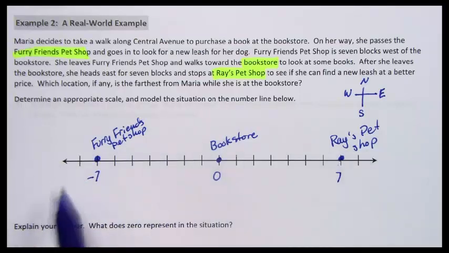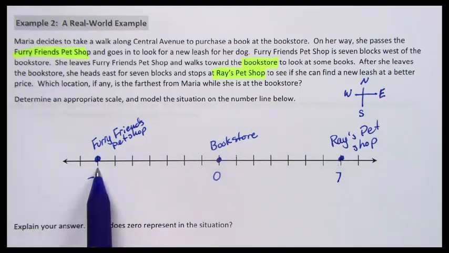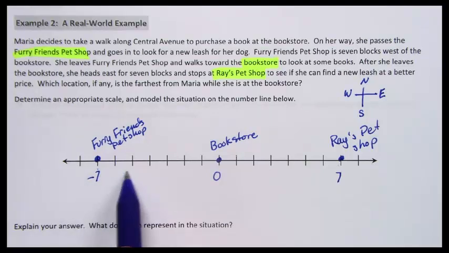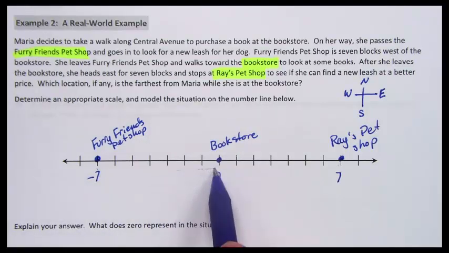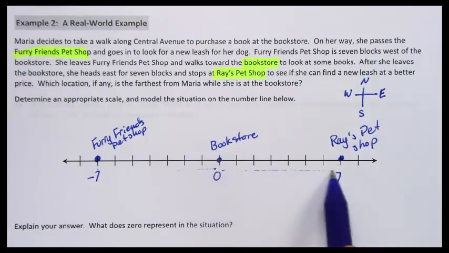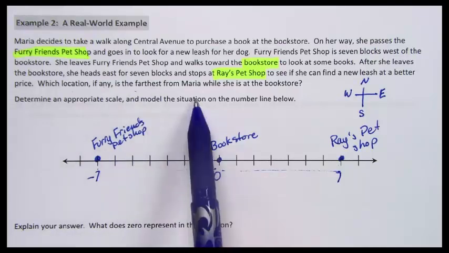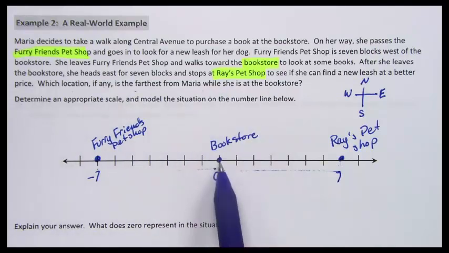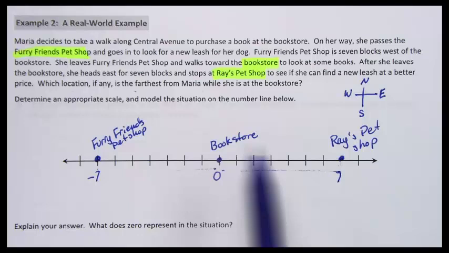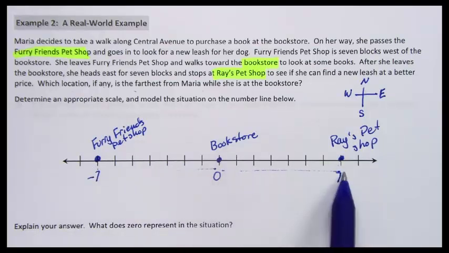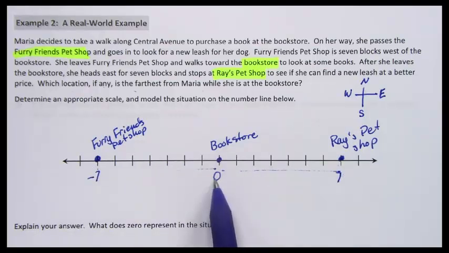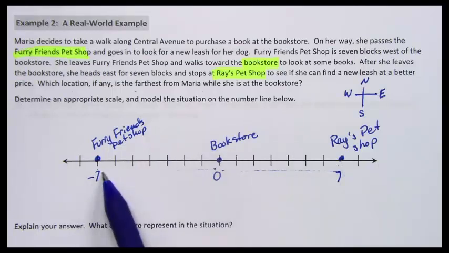She's walking along Central Avenue. She stops at Furry Friends pet shop. Then she goes 7 blocks to the bookstore. Then she goes 7 more blocks to Ray's pet shop. We want to know which location, if any, is the farthest from Maria when she's at the bookstore. Both of those locations are 7 units from the bookstore. So they are in opposite directions, but the same distance.